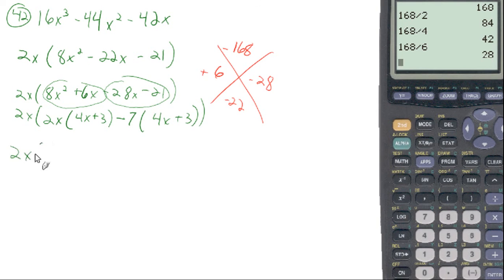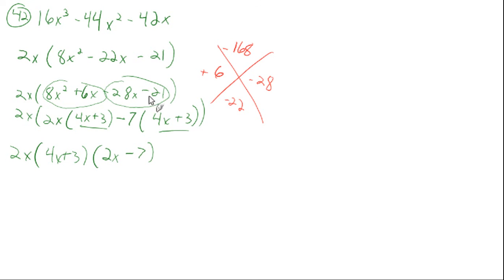Okay, so now we have 2x times the common factor of 4x plus 3. And when we factor 4x plus 3 out of here, we're left with 2x. And from here, we're left with minus 7. And that is the whole thing. We have factored it using first factoring out a monomial and seeing this is a quadratic and factoring the quadratic.